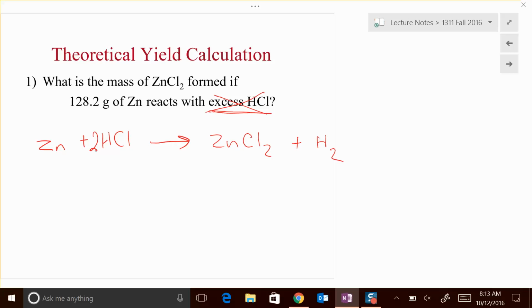So, I'm going to start with 128.2 grams of zinc, and I'm going to convert it to grams. Whenever it says mass, that always means grams of zinc chloride. Okay? So go ahead. I want you to set it up. Show me the process that you would follow. Don't worry about calculating it. It's more important right now that you know how to set up the process. How are you going to set it up?